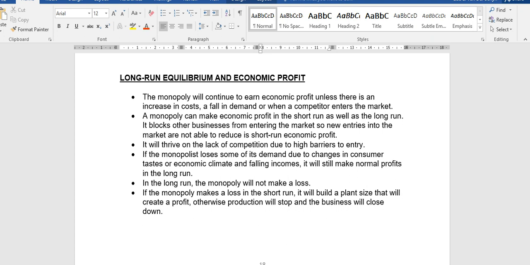When there's an increase in costs, okay, for example, the monopoly we said is inefficient because he has no competition. If there's no competition, there is nothing to push him to become more efficient, nothing to push him to decrease his costs, to find a new production method, to find a cheaper source of raw materials. There's no reason why he would want to do that because he's not competing with anybody. Okay, so he will continue to earn an economic profit unless his costs will increase drastically or his revenue drops drastically, or when a new competitor enters the market.